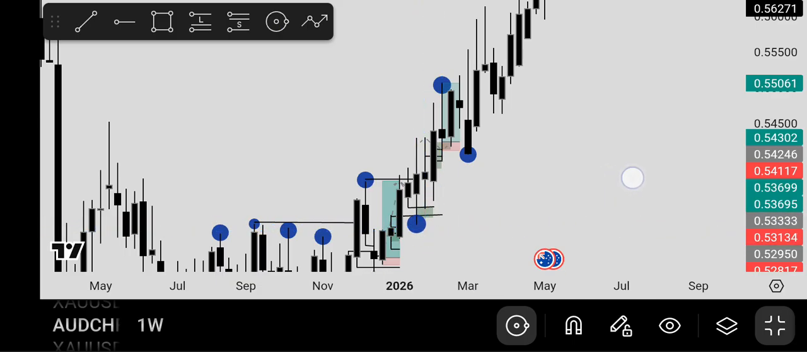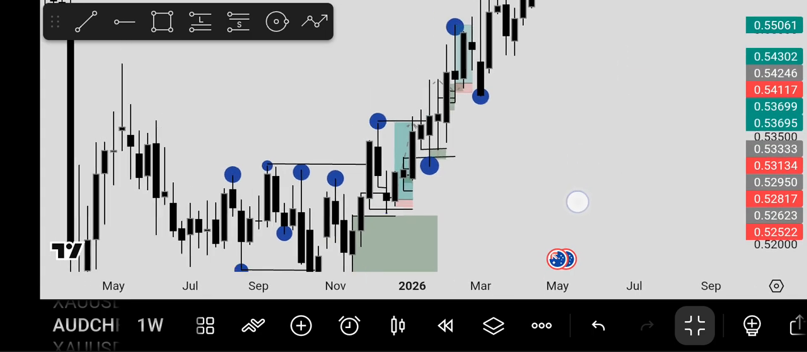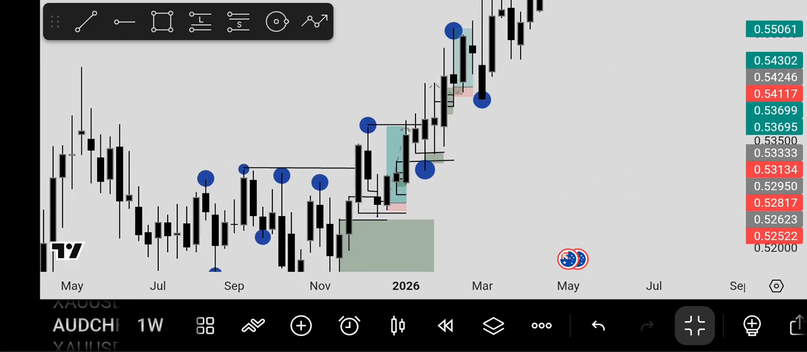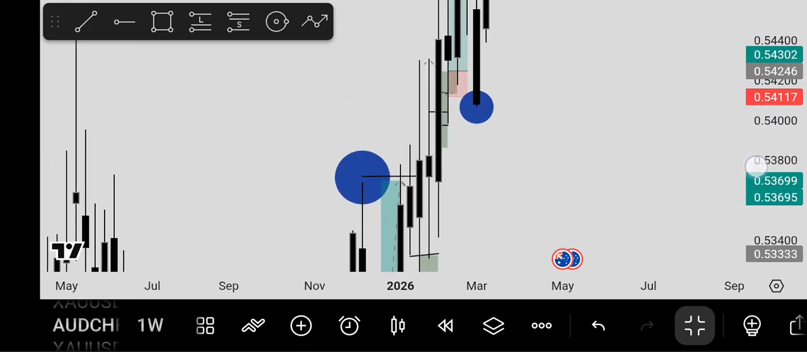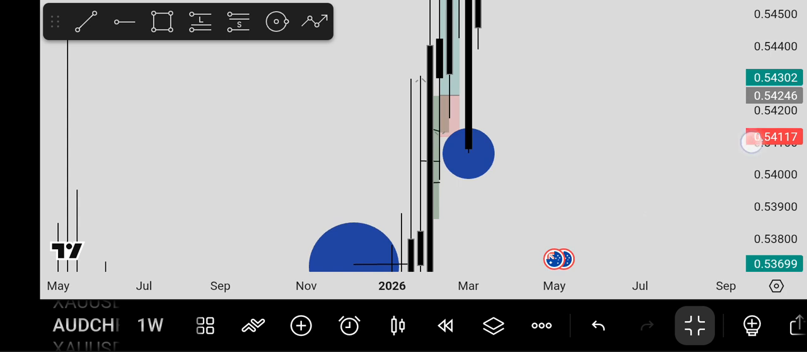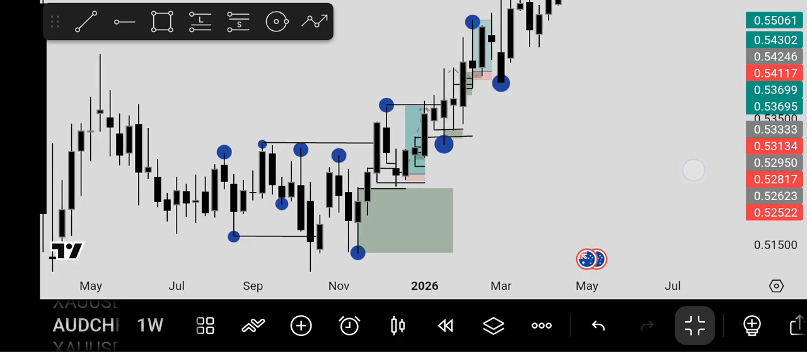And look at that. Price moving from high low to high high, high low to high high, just like that. It does not skip the process. If you look carefully, there is always a higher low or a higher high. Look at that from here to here.